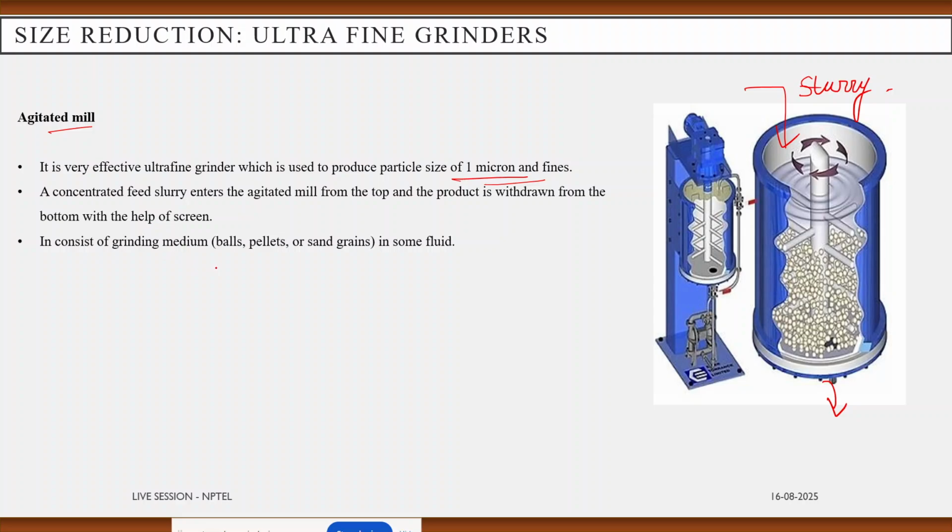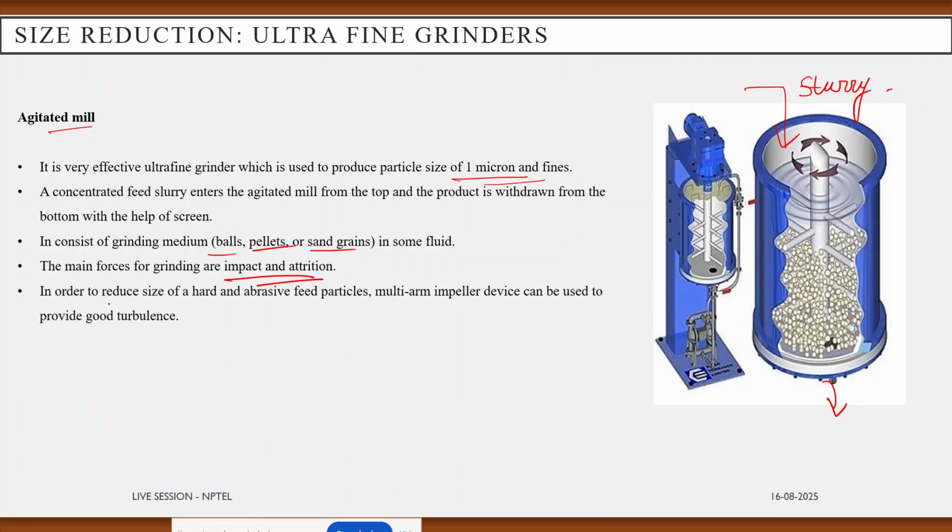It consists of the grinding medium that can be balls, pellets or sand grains. They are dispersed in some fluid. The main force by which the fine grinding occurs is also impact and attrition. In order to reduce the size of very hard and abrasive feed particles, we are using a multi-armed rotor or impeller device that can provide very good turbulence inside the reactor. The capacity of the agitated mill may vary from 4 to 1200 liters.